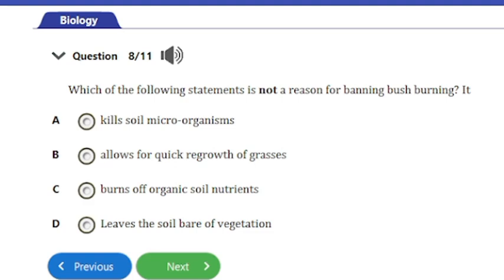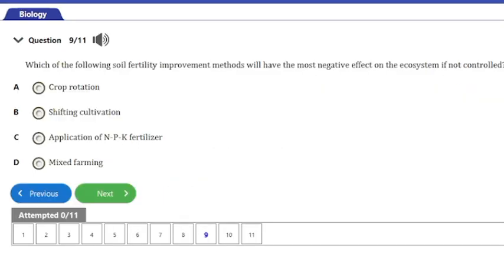So guys, the one that is not a reason for banning bush burning is option B here, which is it allows for quick regrowth of grasses. Actually, bush burning has a lot of disadvantages, and that's the reason for its banning. And guys, option B here is not one of these disadvantages, but the rest options are. So we'll go with that. So let's consider the next question.